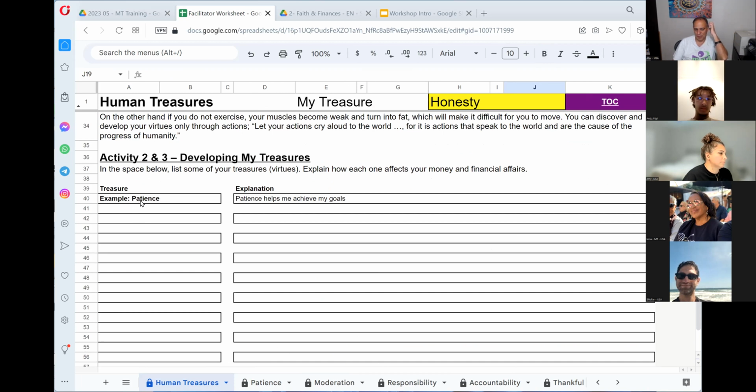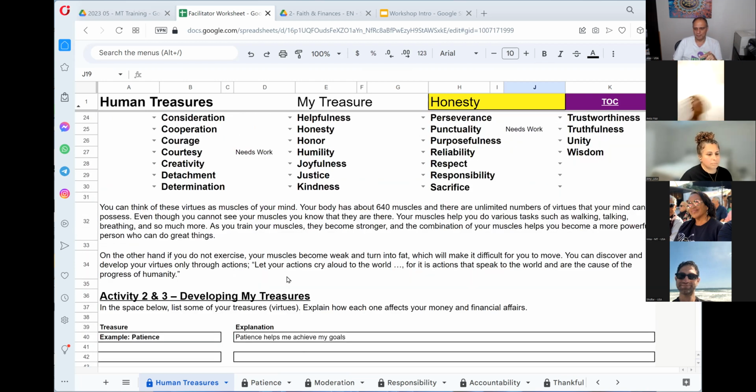So this is an example. What does patience have to do with money? Patience helps me achieve my goals. We talked about accountability, responsibility. Try to do at least 3 more character traits. Write down the character trait and then write a little sentence about what that has to do with money. You can do more, but at least let's try to do 3. Any questions on the 2 assignments in here before I move on?